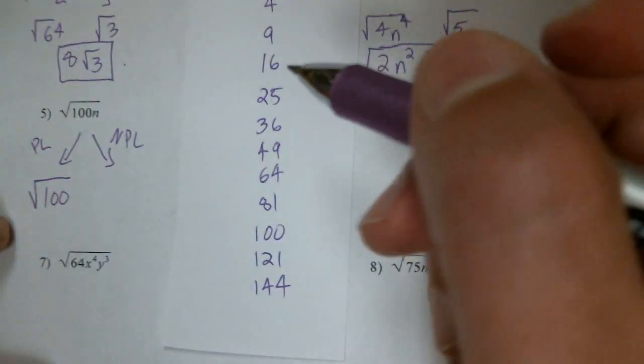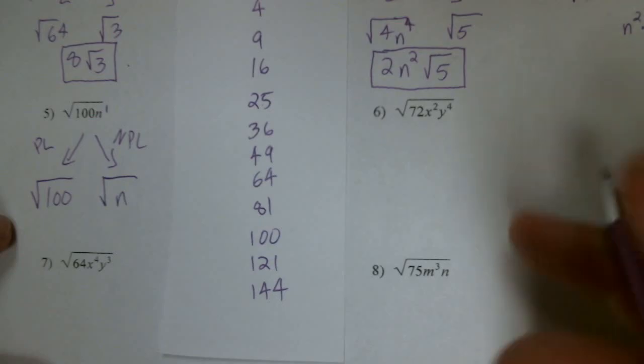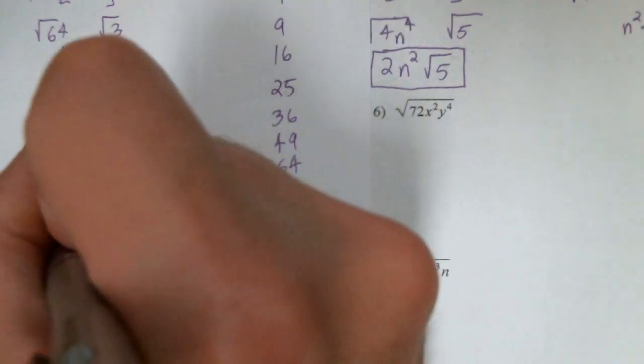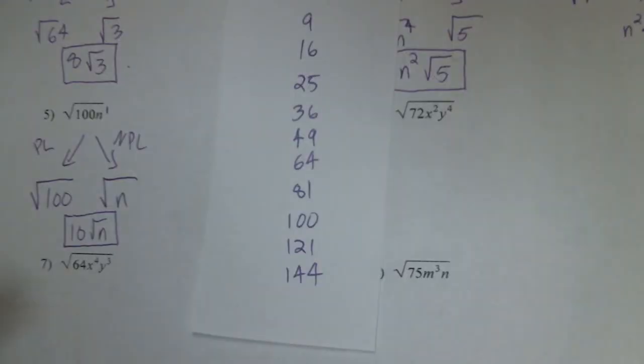Is that a perfect square? No, because it's odd. Okay, so if it's odd, I've got to put this n to the 1 in the trash can, or non-perfect land. Square root of 100 is 10, so my final answer is just 10 square root of n.